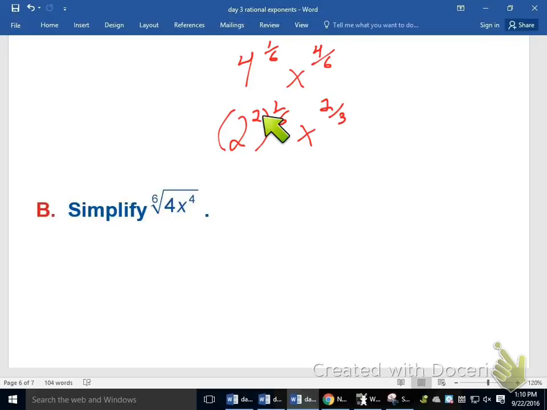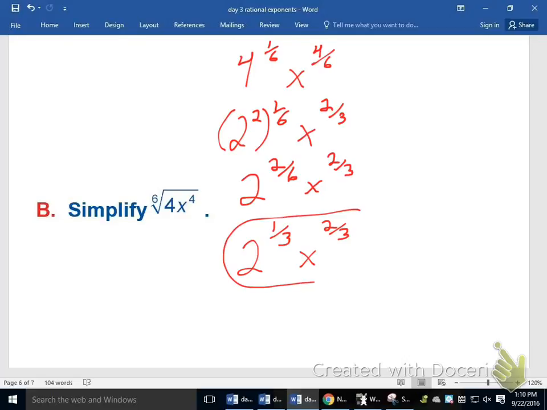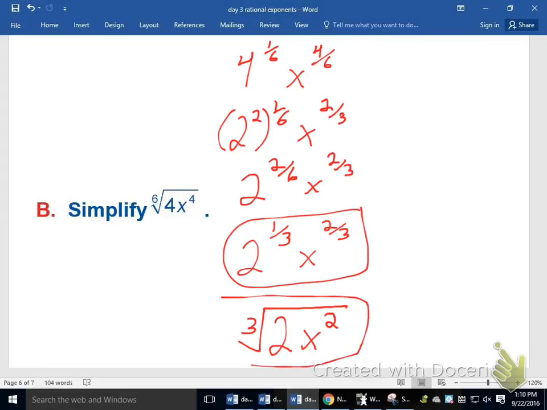Now let's simplify over here on this number a little bit. I will multiply my exponents. 2 times 1/6 is 2 over 6, and that does reduce to 1/3. And there's my answer, but again, because they gave me the problem using a root, I'm going to convert this back to a root. So evidently we're going to have it under a cube root for both of them. That's convenient. 2 will be to the first power, and x will be to the second power. So the cube root of 2x squared is how I would present my final answer.